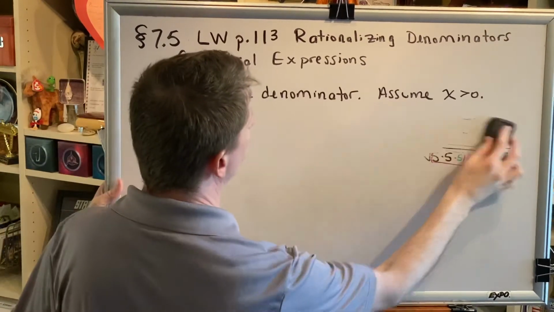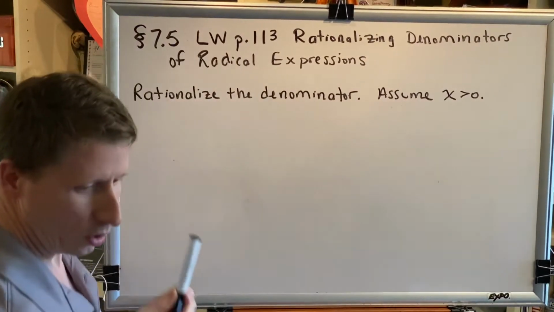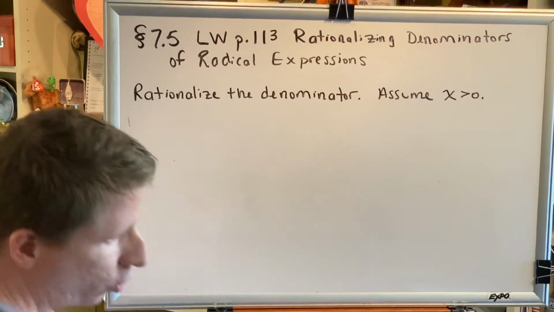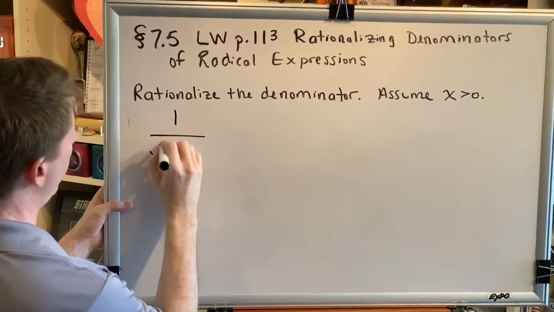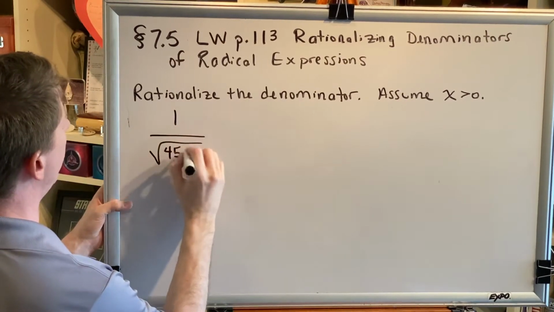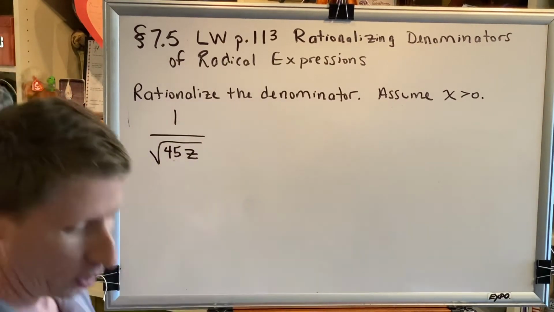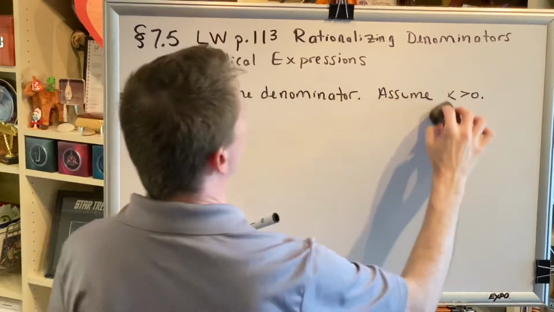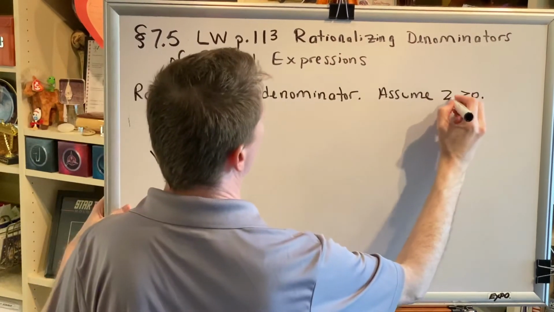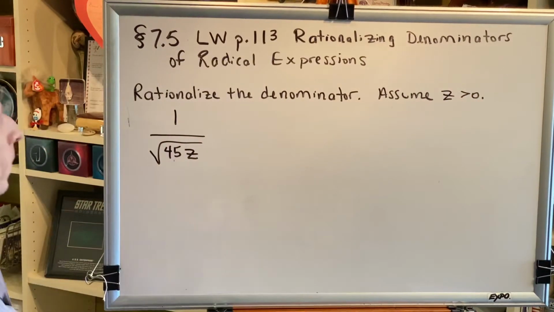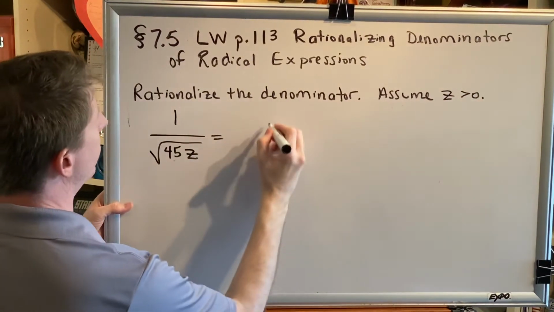The problem we just completed had a cube root, so now we're going to try a problem that has a square root. 1 over the square root of 45z. And since our variable has changed from x to z, we're going to change the instructions so that they say assume that z is greater than 0. All right, we're going to solve this using the exact same method.